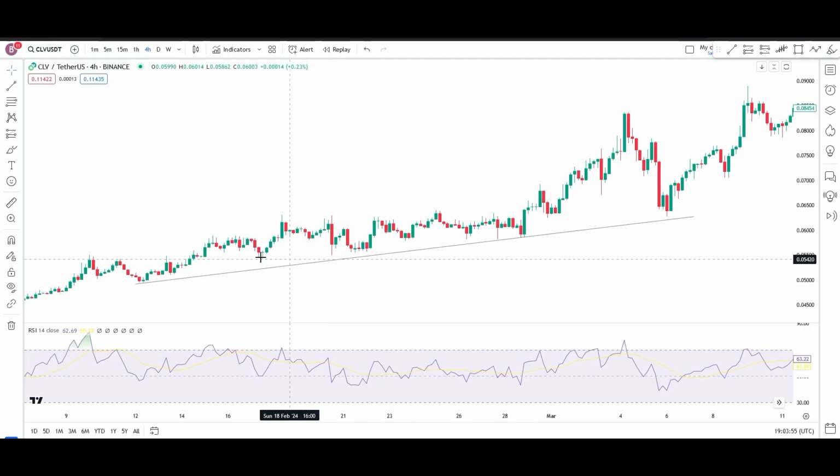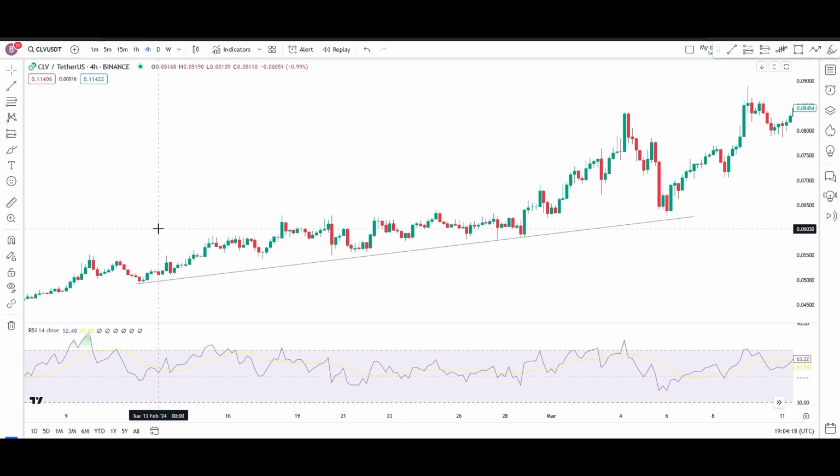Before I continue, I want to show you one of the weaknesses of RSI. For example, this CLV has been doing a bullish move, but the RSI here has just been oscillating from the internal line of the overbought to the oversold region. But this guy has been giving a clear movement.